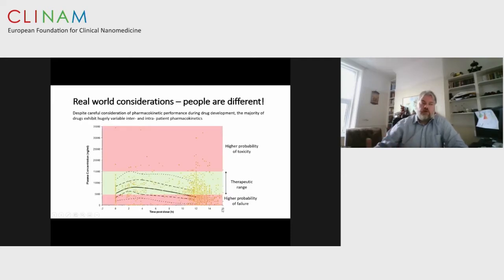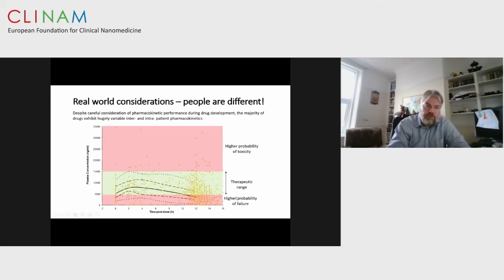Of course, in real-world situations, it's very unlikely to be like the pretty graphs that we show for population-level PK. This is just some data for an antiretroviral drug that we did probably 10 years ago now, where each one of these dots is the concentration in a different patient. So you can see huge variability in pharmacokinetics occurs within patient populations, even when administered the same dose.